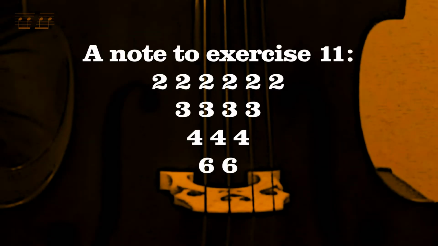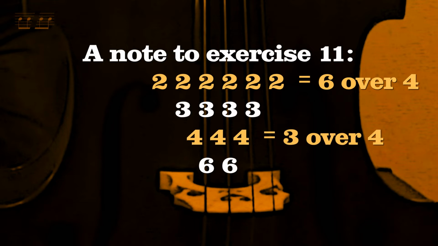Two of these splits are actually polyrhythms: 6/4, which is 2 × 3/2, and 3/4. The other two are quite boring, because they fall precisely on the beat. They're worth practicing though, because we'll probably need them in upcoming lessons.